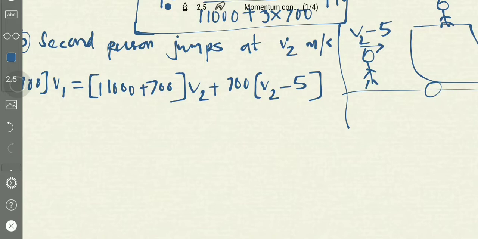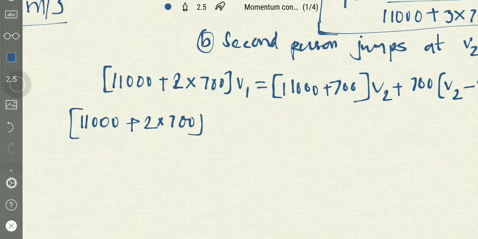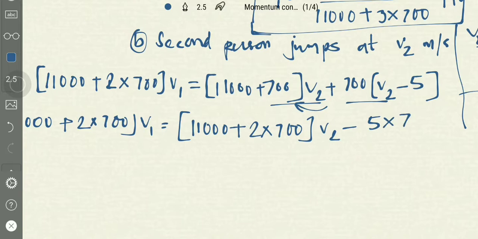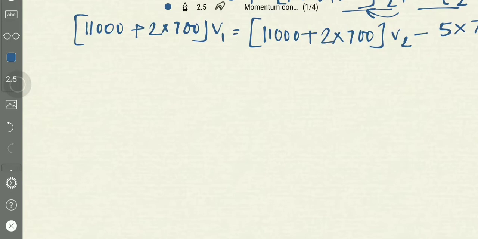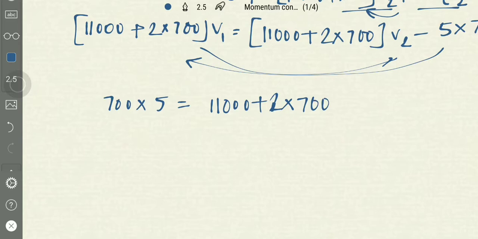From this, if you solve this, 11,000 plus 2 into 700 into V1 is equal to 11,000 plus 700 V2 and here it is 700 into V2 minus 5. If you take this V2 into this one, it will become 2 into 700 into V2 minus 5 into 700. So it becomes now, sending this to this side, 700 into 5 is equal to, and sending this to this side, 11,000 plus 2 into 700, taking common, and here it will be V2 minus V1.